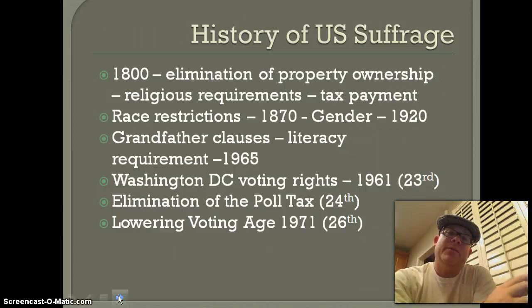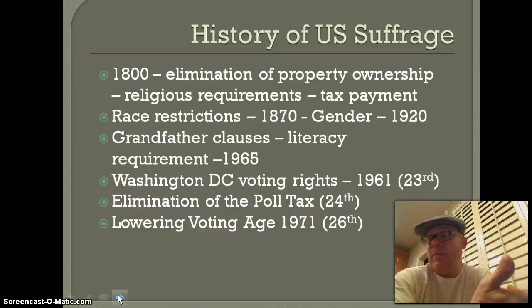You'll notice there at the end of the Civil War with the Civil Rights Amendments, we begin to eliminate some of those race limitations in 1870. Again, we know what happened in the South with the grandfather clauses and some of those other rules that were put into effect at that time. Gender is going to be eliminated in 1920. Again, we're going to have grandfather clauses and literacy requirements into the 1960s. Washington, D.C. is going to get its voting rights in the 23rd Amendment in 1961.